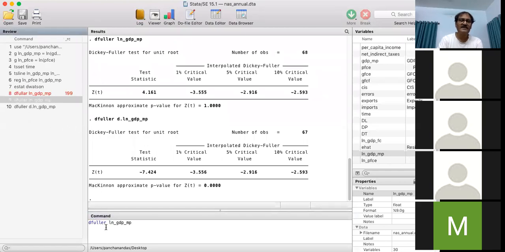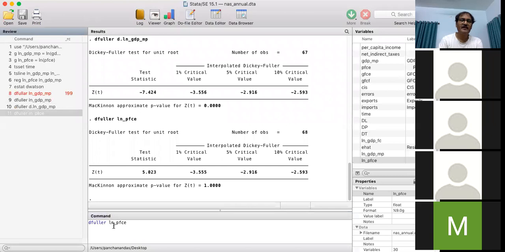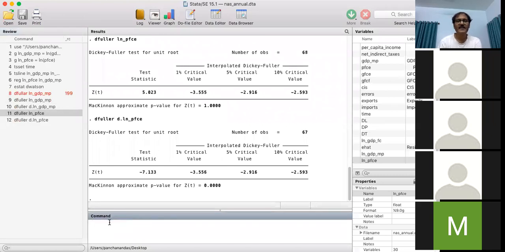Similarly, you can carry out the same test for consumption expenditure, log PFCE. So in that case also, the test statistic is 5.023, positive. So there is a possibility for unit root. Again, D dot, the first difference is stationary. So both the series are I(1) according to the Dickey-Fuller test.